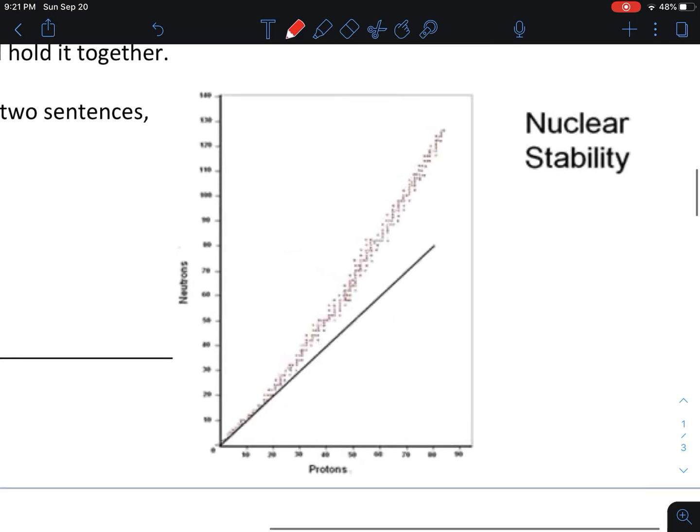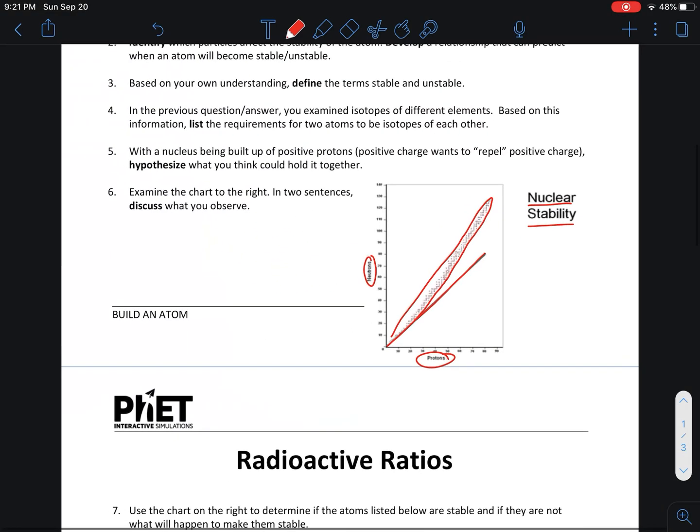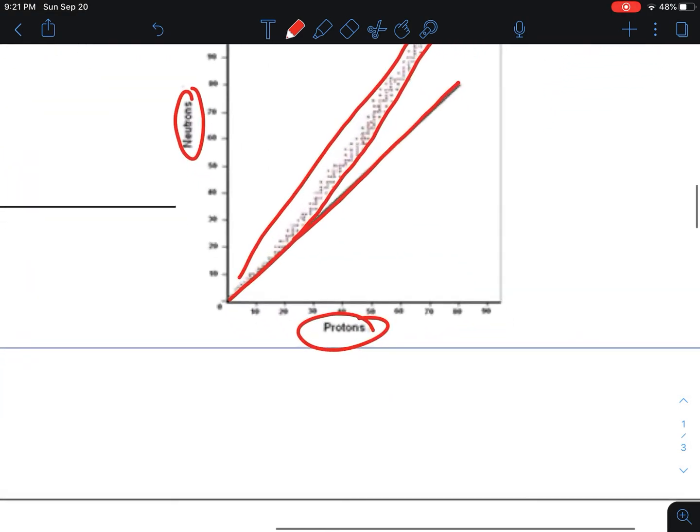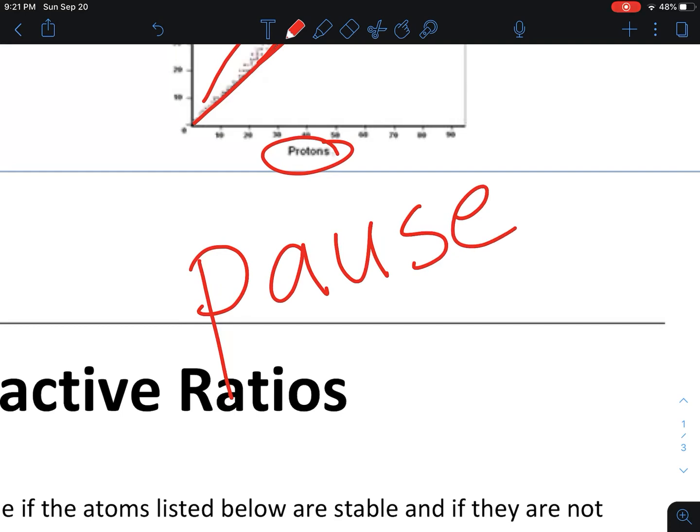Notice that down here, this chart is showing the number of neutrons on the y and the number of protons on the x. This line right here is like y equals x, 1-to-1 kind of ratio. And then there's these dots that kind of show something there, maybe the nuclear stability. So once you've done that, or once you have gotten to that website, go ahead and answer those 6 questions, and then pause this video and answer those 6 questions.